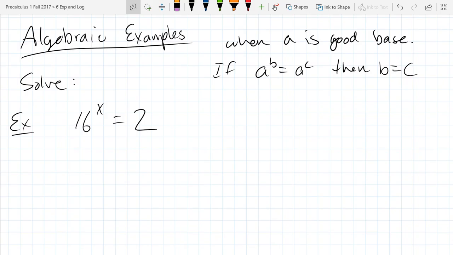Can't we incorporate logs into this too? No. Not yet. We'll do logs when we do logs. But for right now, there are no logs.